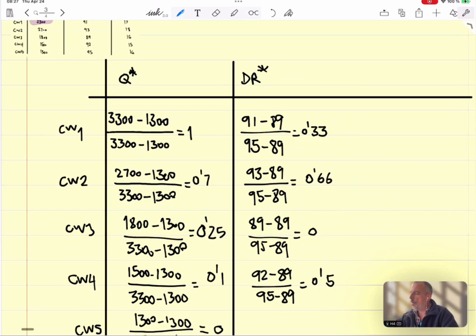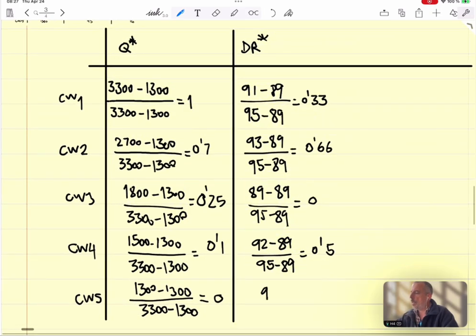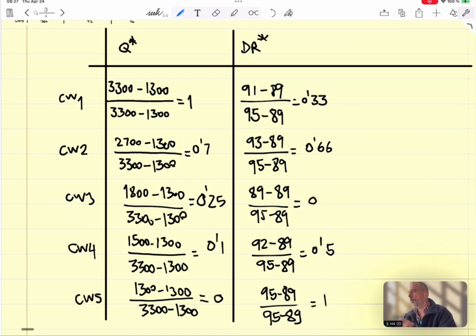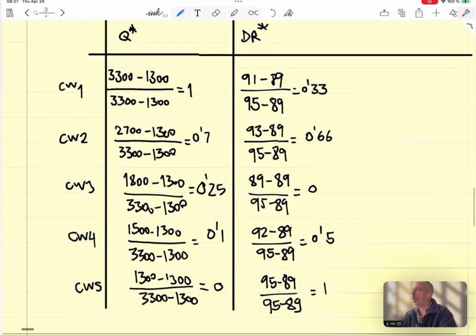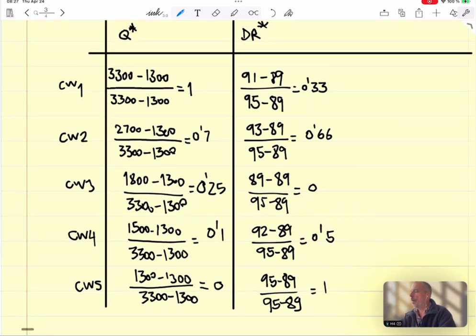And the last one is easy. 95 minus 95 divided by 95 minus 89. This delivers 1. You see, always a 1 and a 0. So that's the deal here.